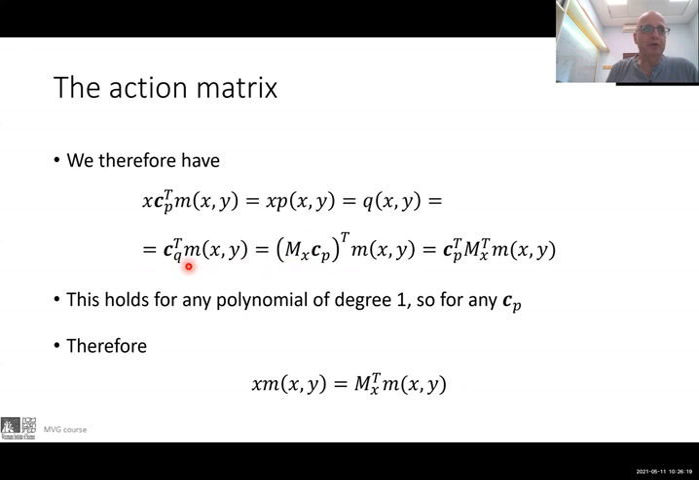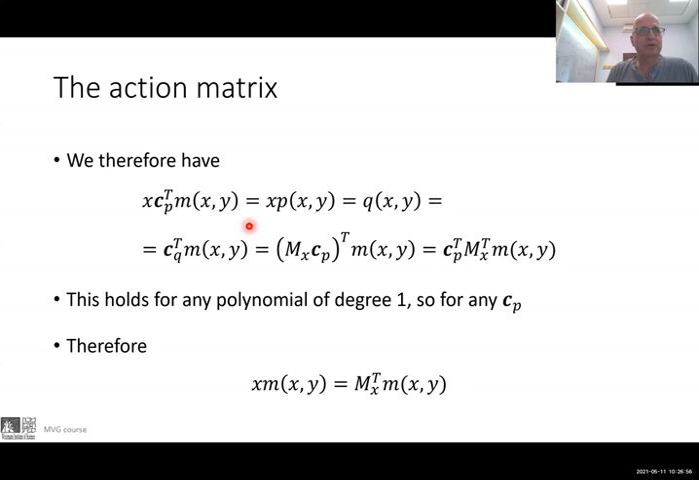But Cq we could write as the action matrix Mx times Cp, right? That's what we wrote in the previous slide. And now we just open the transpose, we get Cp transpose, Mx transpose times M. Now, this holds for any polynomial of degree 1, which means that it does not depend on Cp.